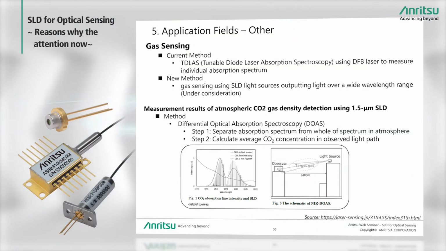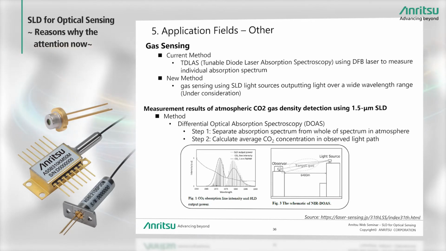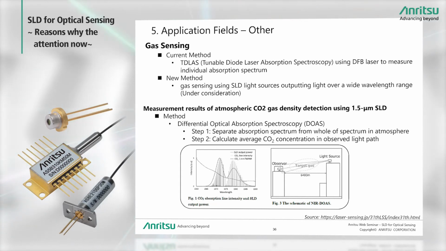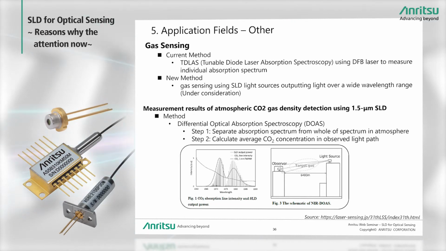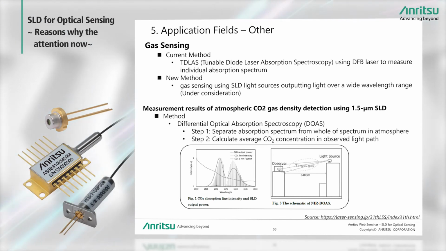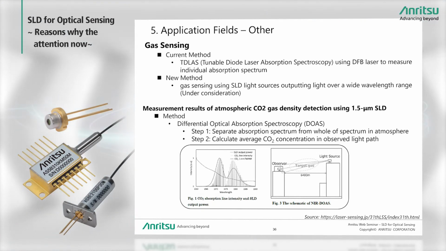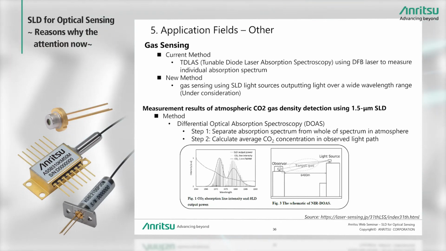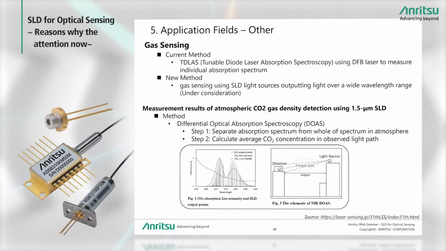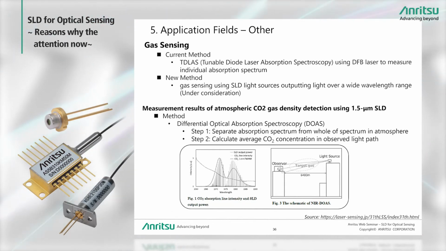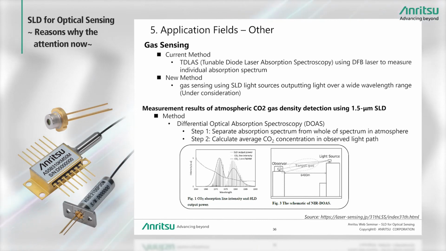Gas sensing is another application example. This gas sensing application using near-infrared light uses a tunable diode laser absorption spectroscope. The absorption spectrum of one line can be measured using a DFB laser emitting light with a narrow spectral width. Anritsu already manufactures 1653 nanometer DFB lasers used in TDLAS gas sensing equipment for methane.